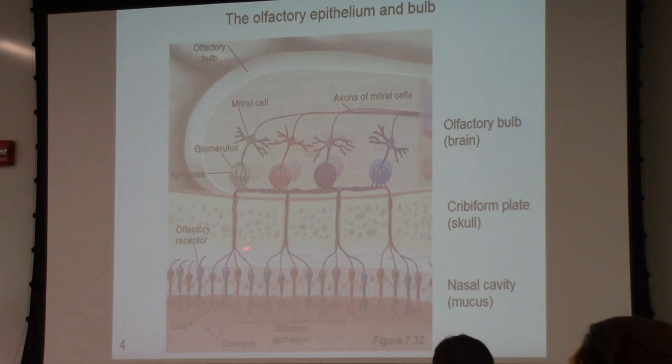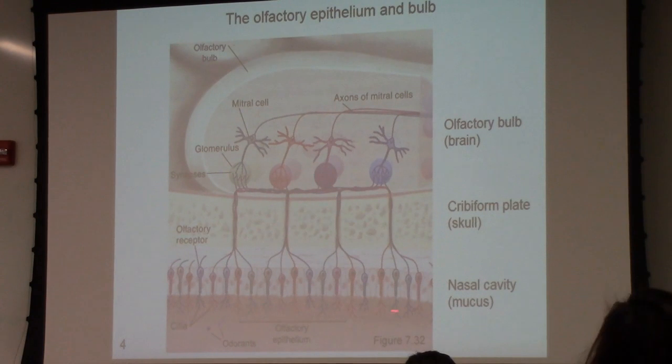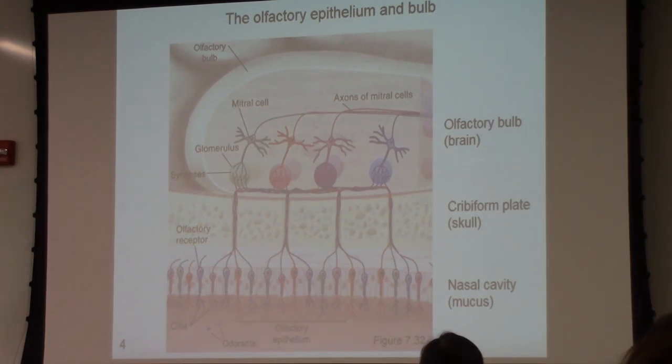Here's another cartoon of it. Here's the olfactory epithelium in the nasal cavity. It's got mucus that we're not going to talk too much about. There are these fine cilia of the olfactory neurons that branch out into the mucus to give it lots of surface area to detect those odorants. The cell bodies going through bone.